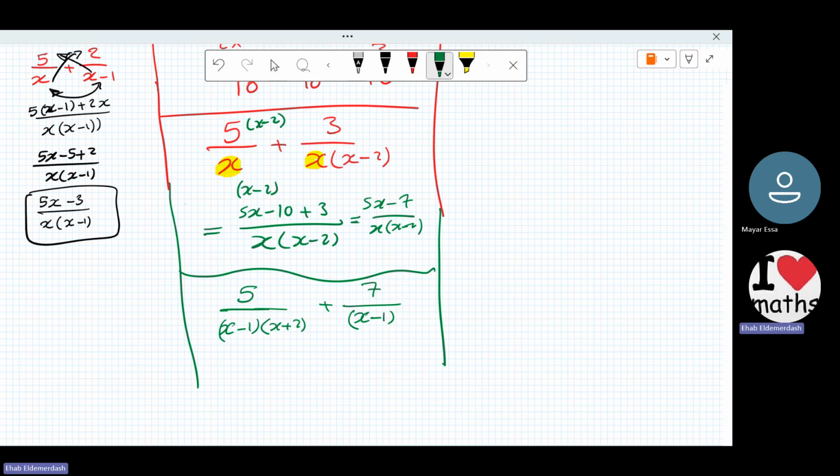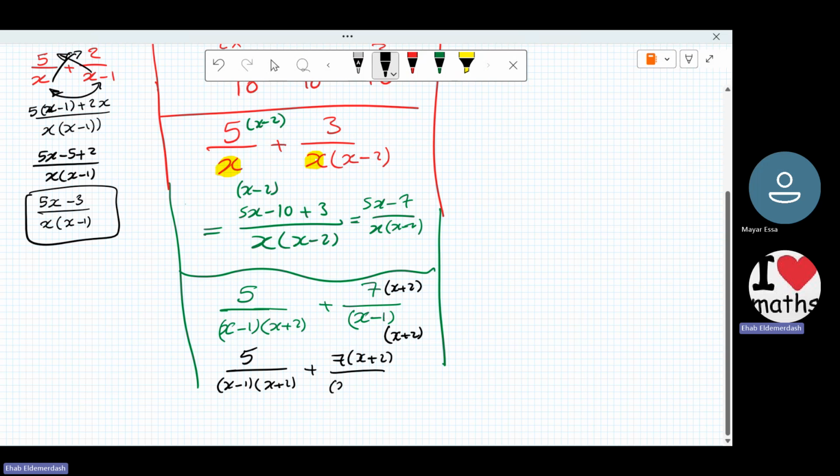It doesn't pay off, right? So what should I do? I just have to multiply by x plus 2. It's a factor as a whole; I don't take it part by part. Once the expression is in brackets, I have to deal with it as one factor. Agreed? So in this question I'll multiply by x plus 2, up and down. What will happen in this case? It's 5 over (x minus 1)(x plus 2), plus 7 into (x plus 2), over (x minus 1)(x plus 2).